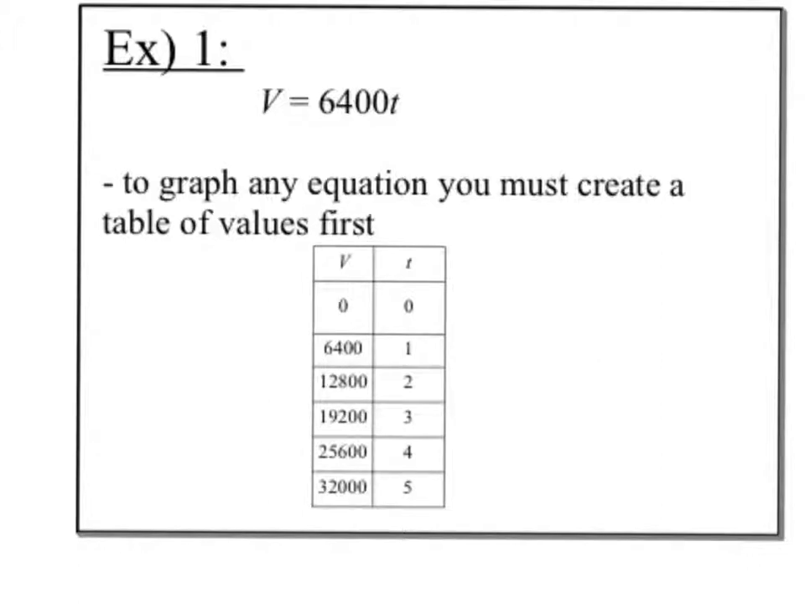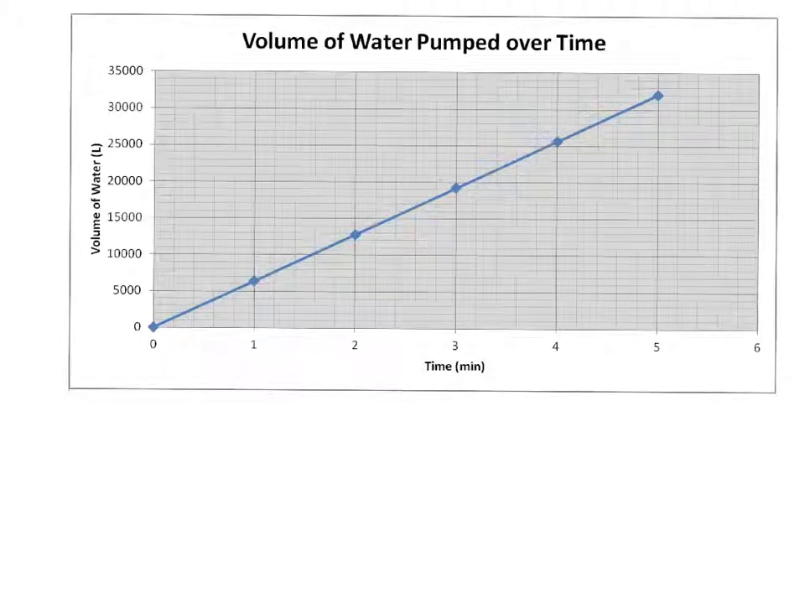So this is 6,400 times t. Just start at 0, and then I'm going to go up to 5, and then you just figure out what it'll be each time. So when t is 0, v is 0. When t is 1, v is 6,400. When t is 2, v is 12,800, and so on. These are the points that you're going to plot on the graph. Using those points, you can plot a graph with time in minutes along the x-axis and the volume of water in liters along the y-axis, and you simply plot the points.